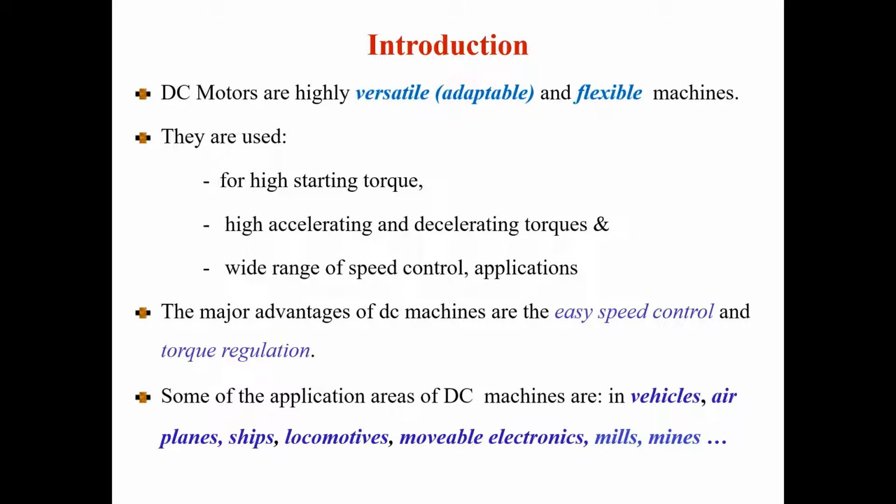So the major advantage of DC machine is that speed control is not as big a deal as in the case of AC machine, but here you can easily control the speed of the machine by varying the resistor or by varying the voltage. And torque regulation is easy. We also have these days large areas of application of DC machines, like vehicles, airplanes, ships, locomotives, movable electronic mills and mines, and so forth. We have a lot of applications of DC motors these days.